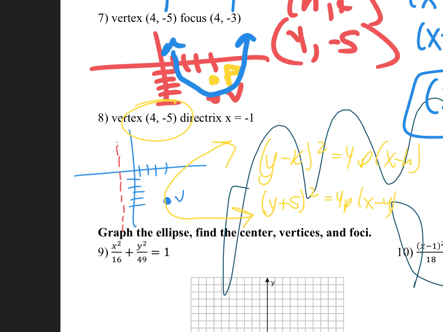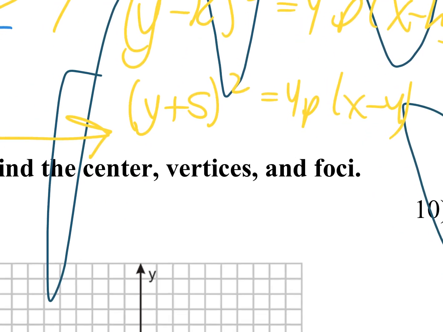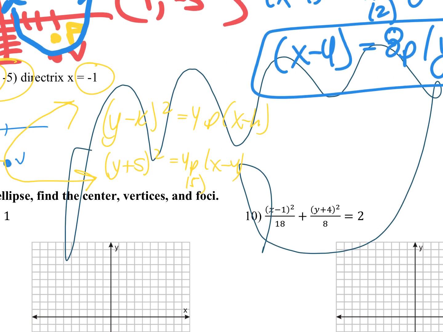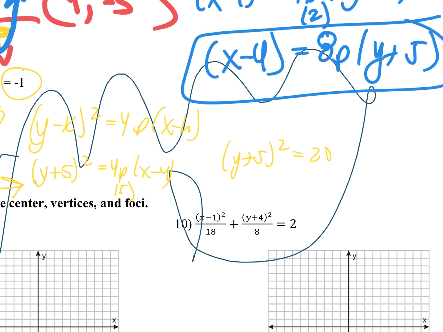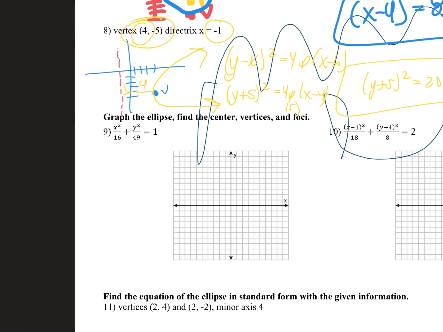And then what is our p-value? How far is it, guys, from positive 4 to negative 1? Well, it's 4 units here and then 1 here, so it's a total of 5. So my p-value that I'm going to plug in right here is 5. So when I write this equation out, it's (y plus 5) squared equals 5 times 4, which is 20, times (x minus 4). All right, good deal, good deal.